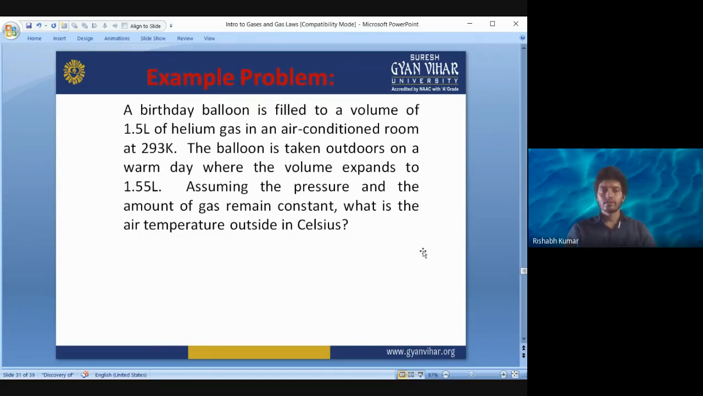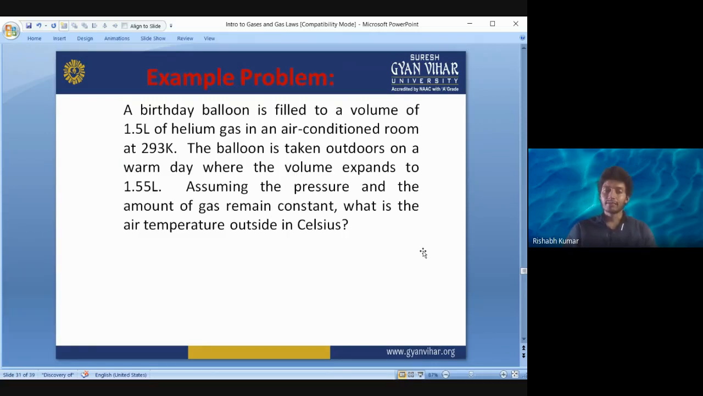Okay, so the birthday balloon is filled to a volume of 1.5 liter of helium gas in an air conditioned room at 293 degree Kelvin. Room temperature, which was given as 20 degree Celsius, is equal to 293 degree Kelvin. The balloon is taken outdoors on a warm day where the volume expands to 1.55 liter. So its volume inside was 1.5 liter, and when you took the balloon outside into the heat, its volume expanded, right?